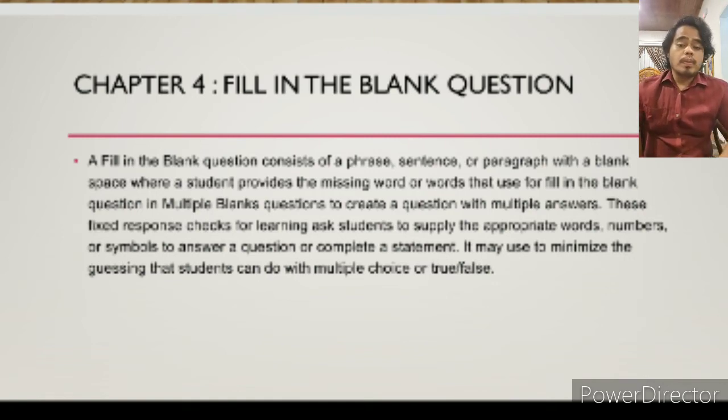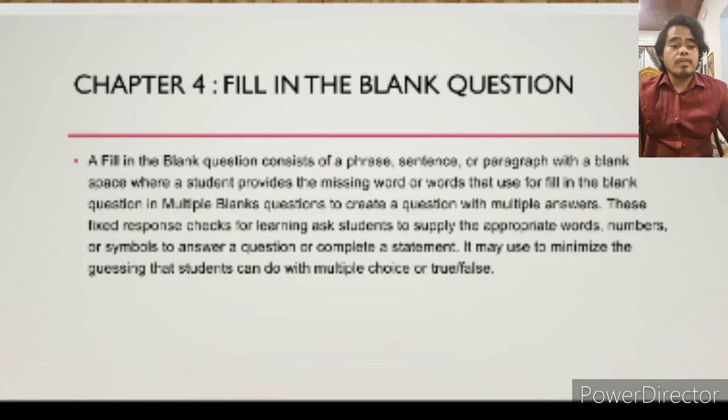So the purpose of the fill in the blank question is that it is not open-ended, which means the learner must be able to use information they have mastered during the lesson to correctly answer the question. A fill in the blank question consists of a phrase, sentence, or paragraph with blank space where a student provides the missing words. The teacher can also create a question with multiple blanks.